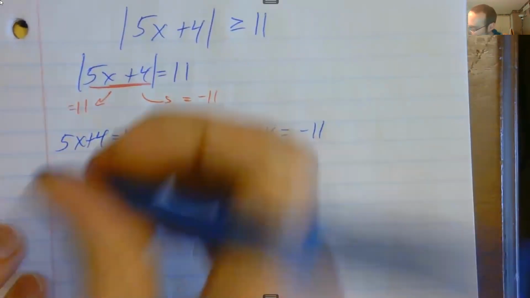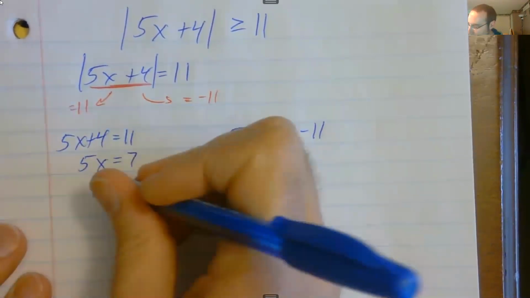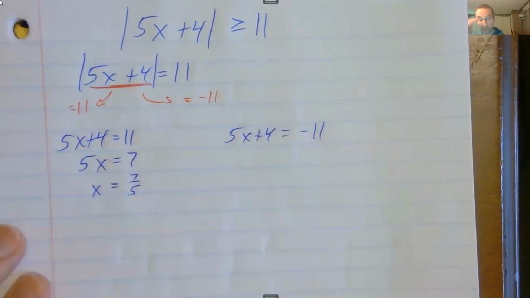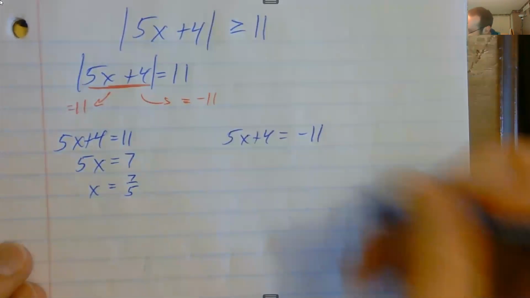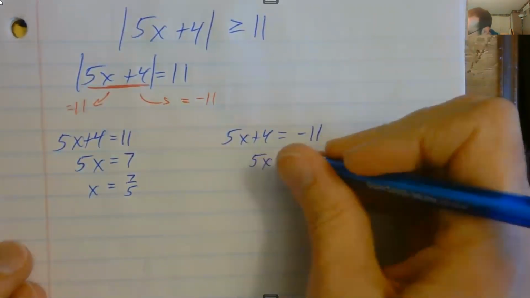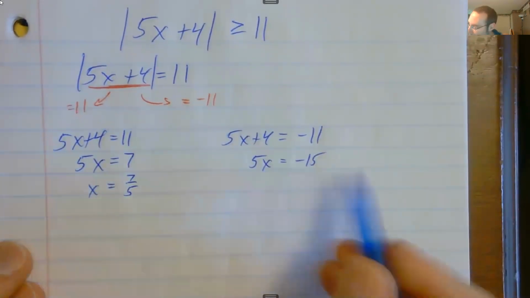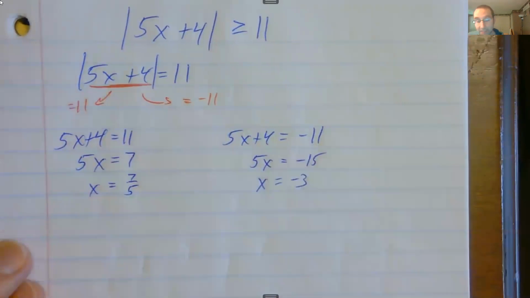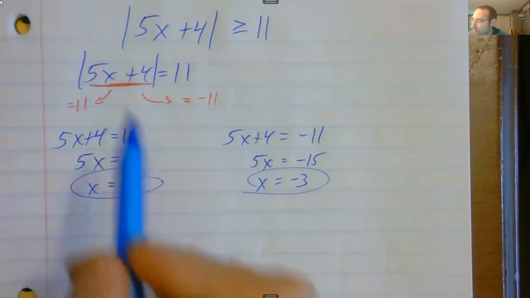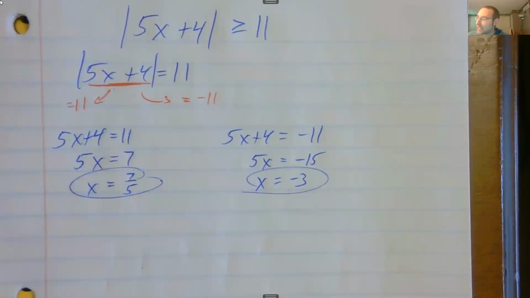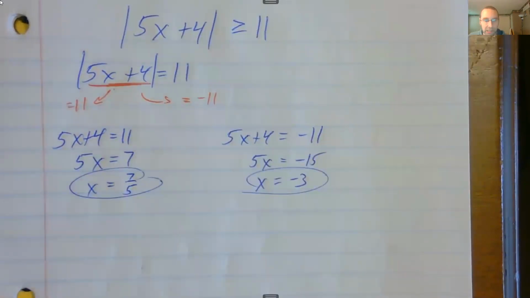If I subtract 4 here, I get 5x equals 7. Divide by 5, and x is equal to 7/5, which I think is equal to 1.4. And then if we subtract the 4 on the other side, we would get 5x equals -15. -11 minus 4 is going to be -15. Dividing by 5 gives me x equals -3. Here are my 2 boundary points. These are the things that will make this equal to 11. But I need to figure out when this absolute value will be greater than or equal to 11.